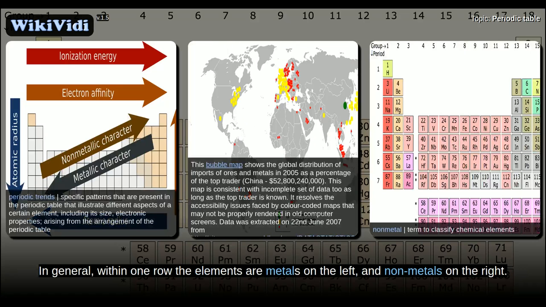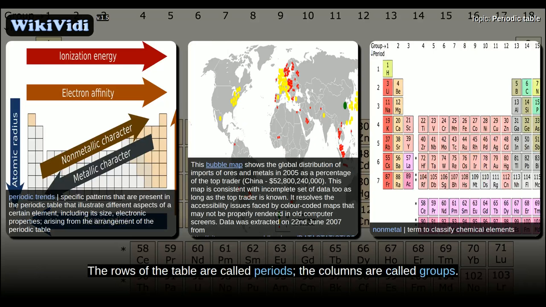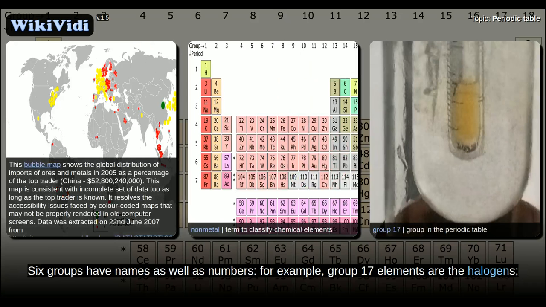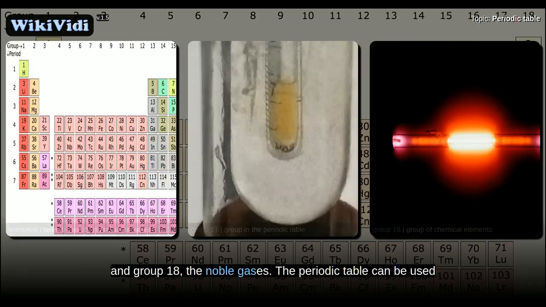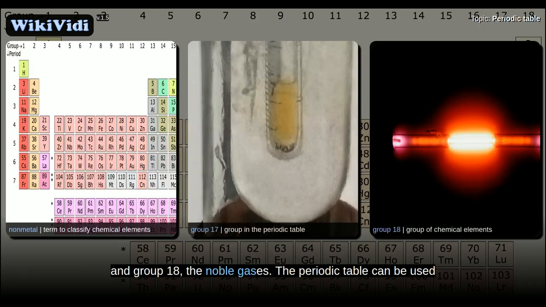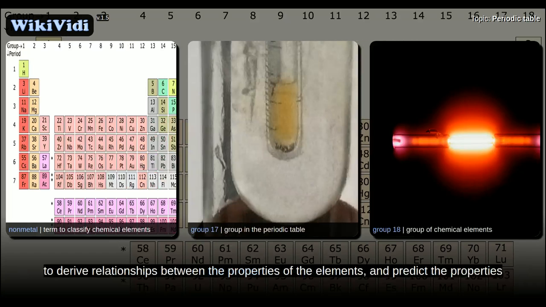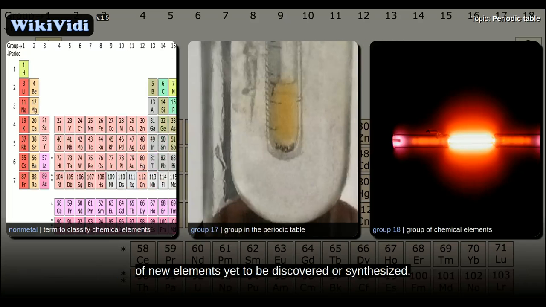In general, within one row the elements are metals on the left, and non-metals on the right. The rows of the table are called periods, the columns are called groups. 6 groups have names as well as numbers, for example, group 17 elements are the halogens, and group 18, the noble gases. The periodic table can be used to derive relationships between the properties of the elements, and predict the properties of new elements yet to be discovered or synthesized.